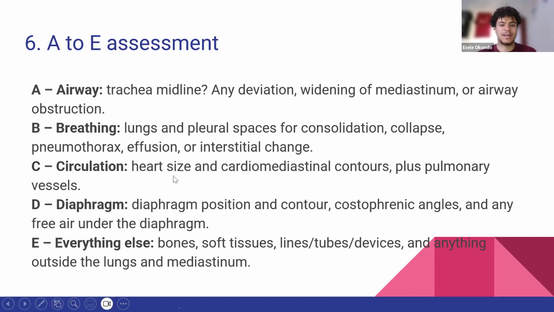Circulation, the heart size, so the heart should be less than 50% of the diameter of the chest. You might be able to see the pulmonary vessels, but that's a bit more of a high level point. Again, the diaphragm, see the position of the diaphragm, check for the costophrenic angles, check for air under the diaphragm. And if the diaphragms aren't particularly clear, there may be fluid or a lower lobe pneumonia, which is blocking that. And then everything else, your bones, your soft tissues, your lines, tubes, which you'll commonly see when patients are unwell, and the other aspects that you might see.